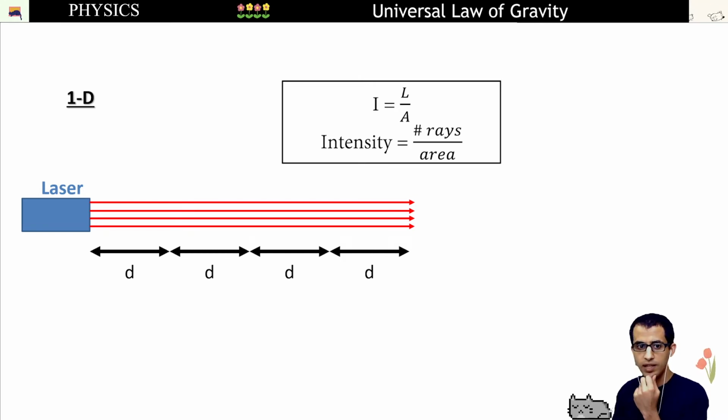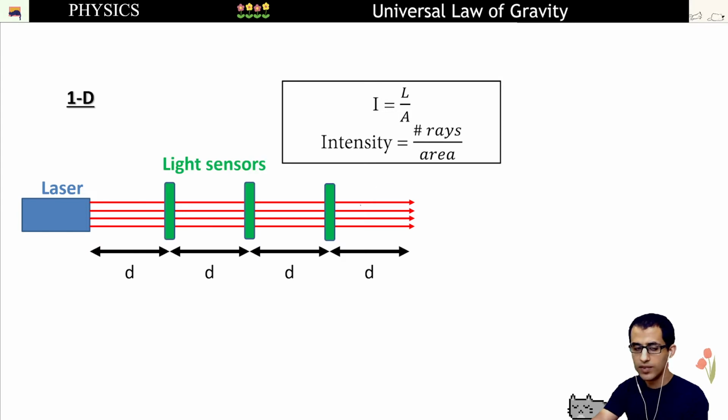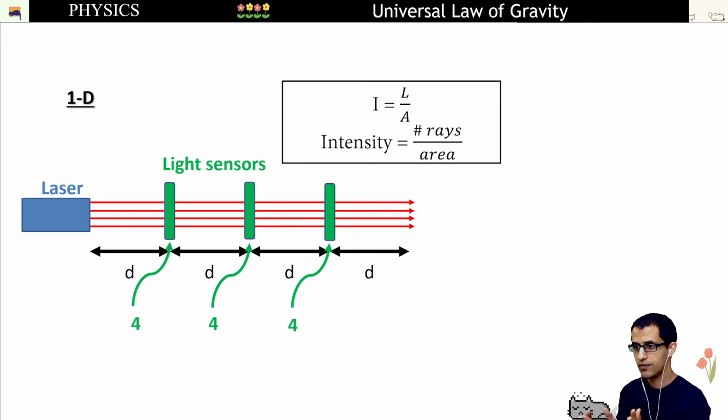The intensity we defined as the luminosity over the area, and just to keep things simple, we are going to say that the intensity of light is just based on the number of rays in our model here, and then we divide by the area over which the light spreads out. In the one-dimensional example, the light doesn't really spread out. So if I place light sensors here to determine the intensity, I can just count the number of rays that we have. And for each case, we're going to have an intensity of 4. So in a laser, where the light rays do not diverge, the light intensity theoretically should not change.